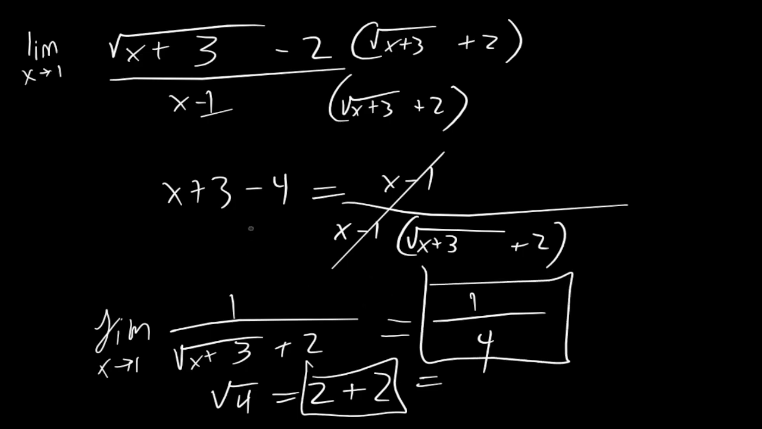So yeah, basically the whole concept is, when you see these types of problems, you want to take the conjugate and multiply by the numerator and the denominator, and then you simplify it as much as possible, and then plug in your limit, and that's when you get your answer.